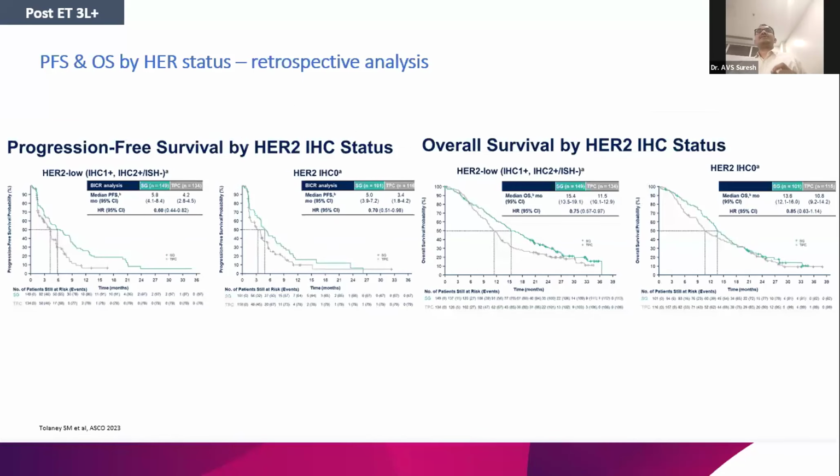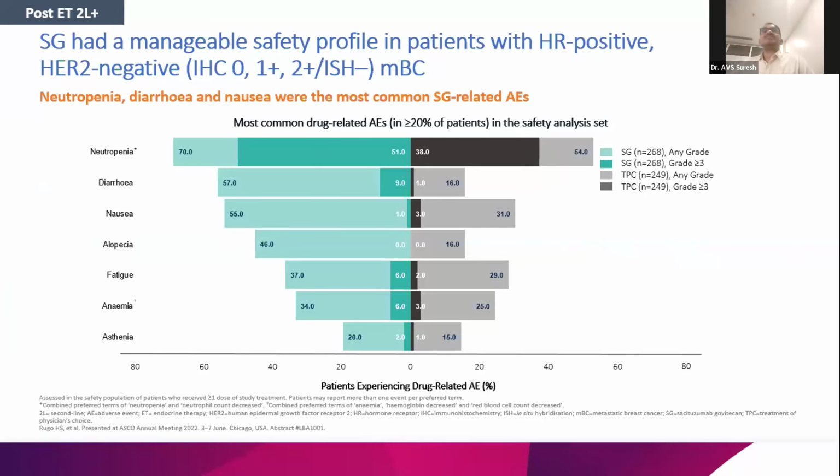So the PFS and OS by the HER2 expression status. If you look at it, the graphs are quite well separated in HER2 2+. Compared to those, they are not that widespread in 0, but still it is working. But the graphs are not as widespread as in at least 1+ and 2+. But this is a retrospective analysis. If you look at the toxicity profiles, they are quite manageable, comparable with the chemotherapy alone.